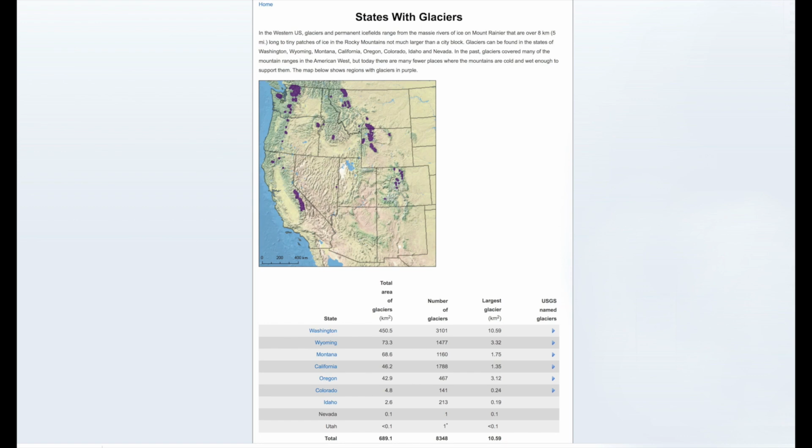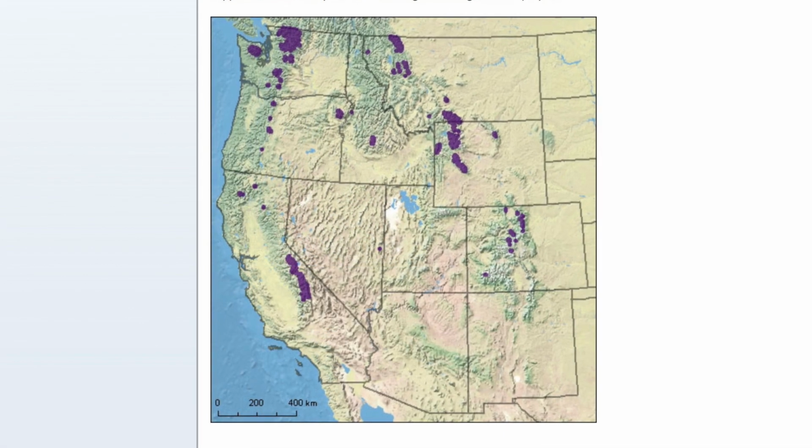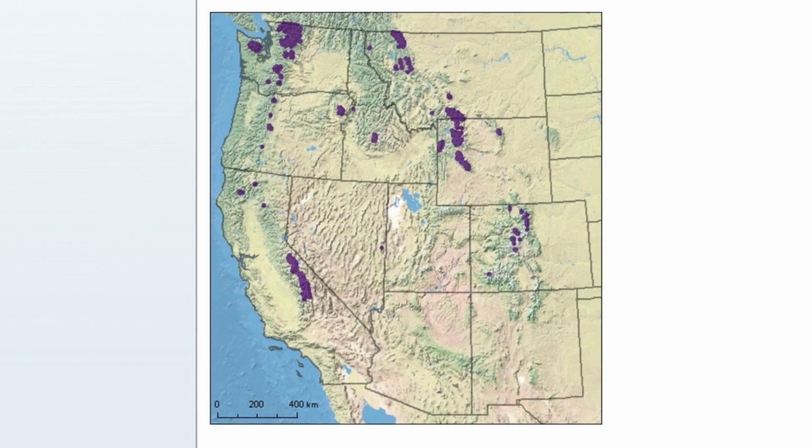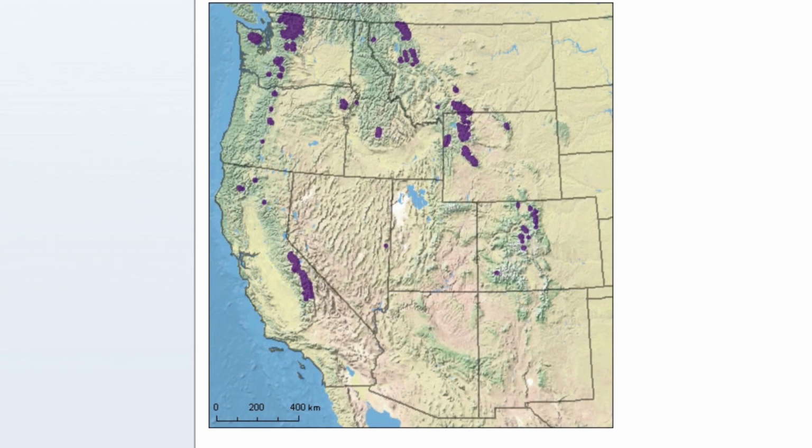Glaciers exist in both the United States and Canada. Most U.S. glaciers are, of course, in Alaska, but others can be found in Washington, Oregon, California, Montana, Wyoming, Colorado, and Nevada.